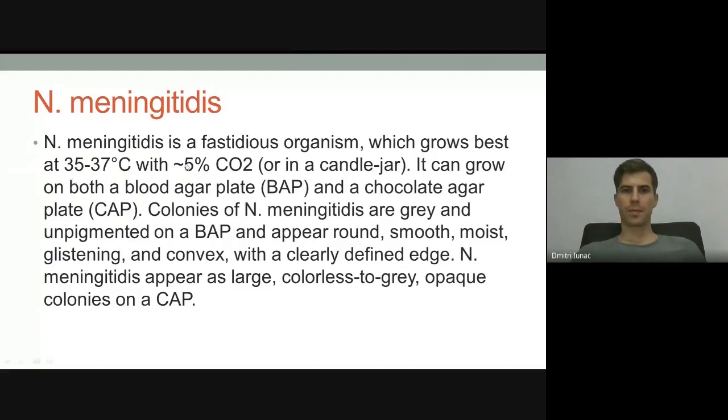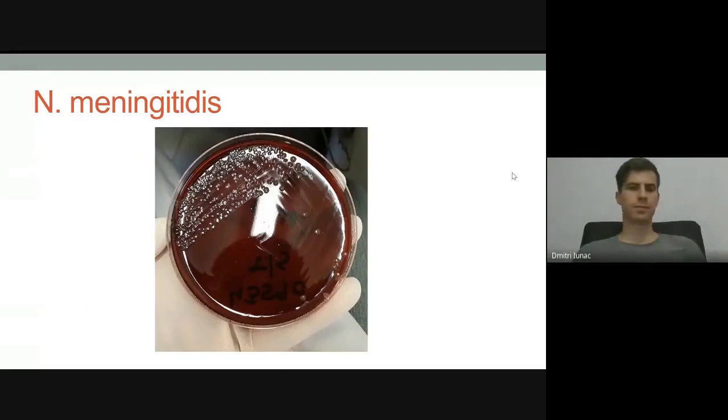Also it can require some CO2 or a candle jar. You can remember we were talking about such kind of creation of anaerobiosis. If you want to remind yourself of this topic, please go to the video on the channel called anaerobiosis, and you can find more information about it. So it can grow on blood agar and on chocolate agar. Neisseria genus prefers this kind of culture media, blood and chocolate agar. Here you can see an example of colonies of Neisseria meningitidis on chocolate agar. You can see that they are small, gray colonies with a smooth surface.